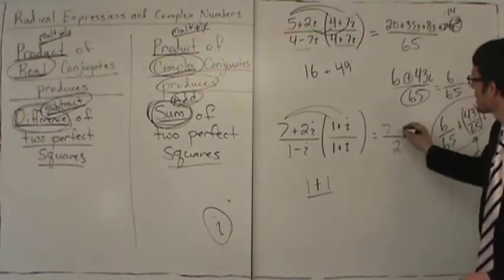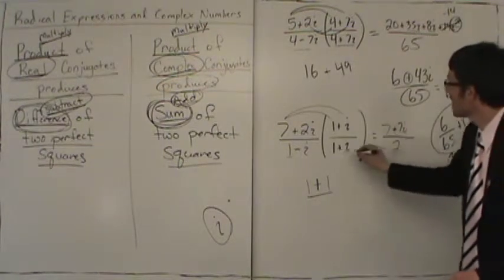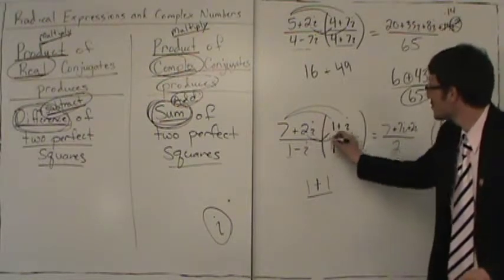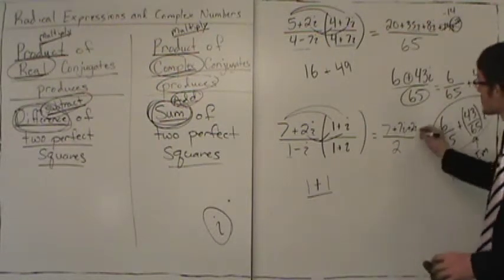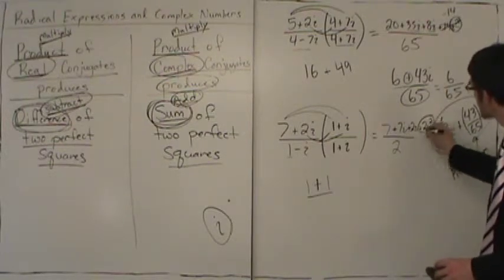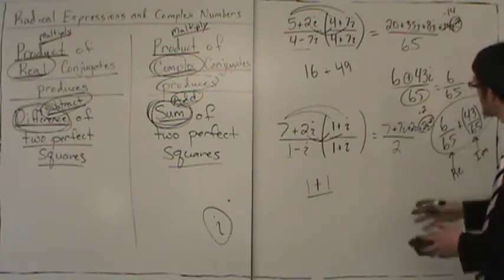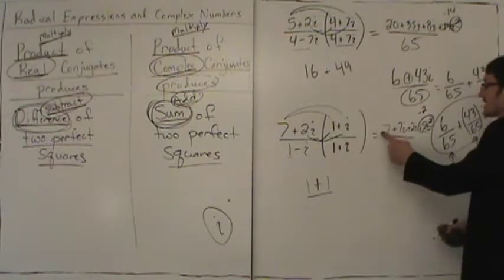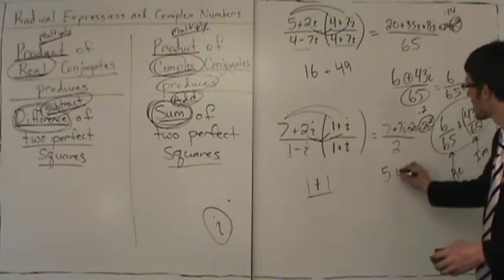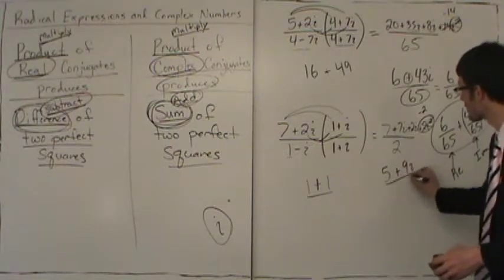7 times the i is 7i. 2i times the 1 is 2i. And 2i times the i is 2i squared. Now remember, the i squared is going to change the 2 to negative 2 because i squared is negative 1. We end up with 7 minus 2, which is 5. And 7i plus 2i is 9i, all this over 2.